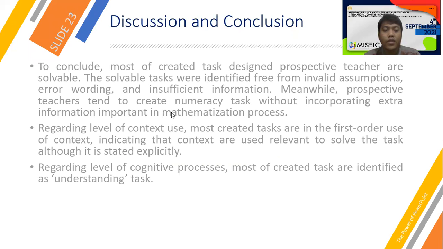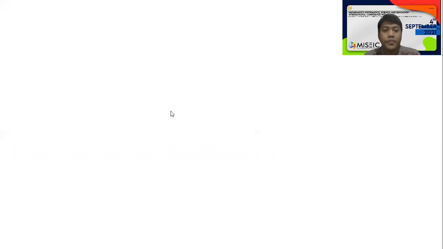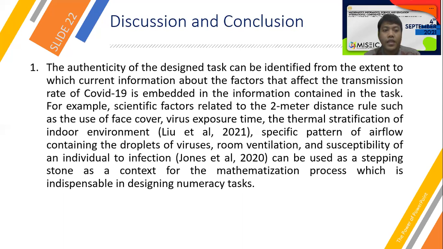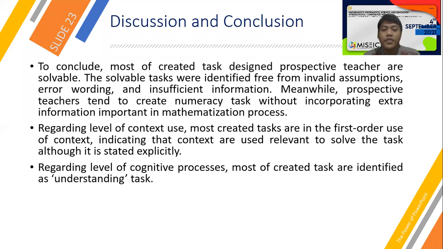For the conclusions, to conclude, most of the created task design perspective features are solvable. The solvable tasks were identified as free from invalid assumptions, error wording, and insufficient information. Regarding the level of context use, most created tasks are in the first order use of context, indicating that the context is used relevantly to solve the task, although it is not stated explicitly. Regarding the level of cognitive processes, most of the created tasks are identified as understanding tasks.